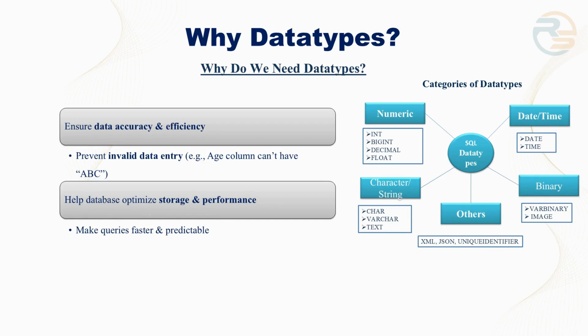Next, let's talk about SQL data types. Data types define what kind of data a column can store. Common categories include numeric like int, decimal, character like char, varchar, date and time, binary data, other types like XML, JSON, unique identifier. Data types ensure correct storage and efficient data handling. Data types are important because they ensure data accuracy, prevent invalid data entry, improve performance, and optimize storage. Without data types, database consistency would be difficult to maintain.